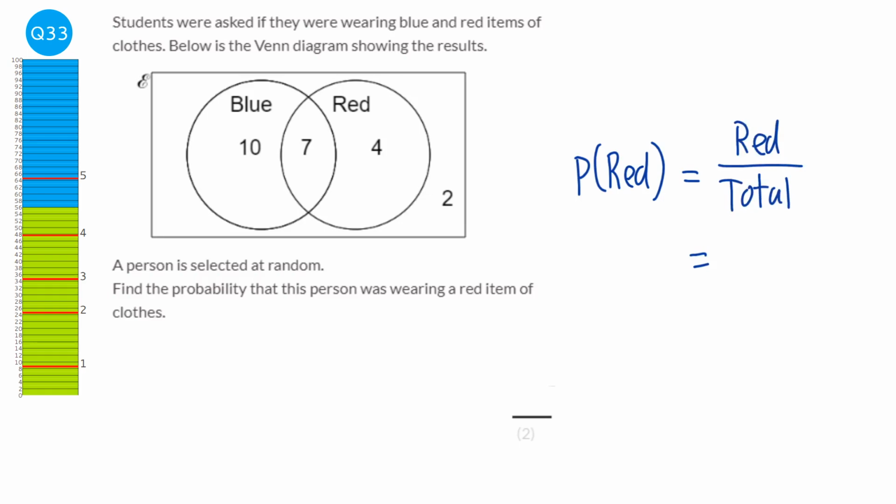So the success is red, so we're looking at red. So 7 plus the 4, which is 11. And the total amount is the 10 plus the 7 plus the 4 plus the 2. So we're going to add all those together, we make 23. So our answer is 11 over 23.